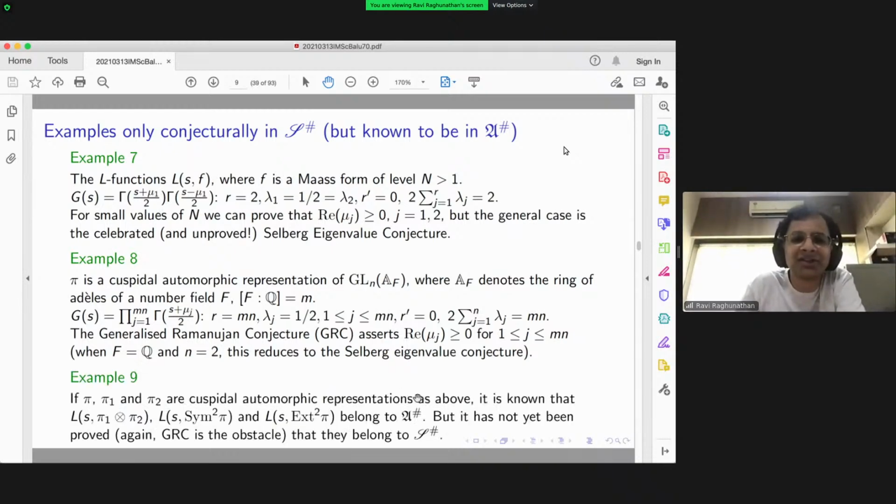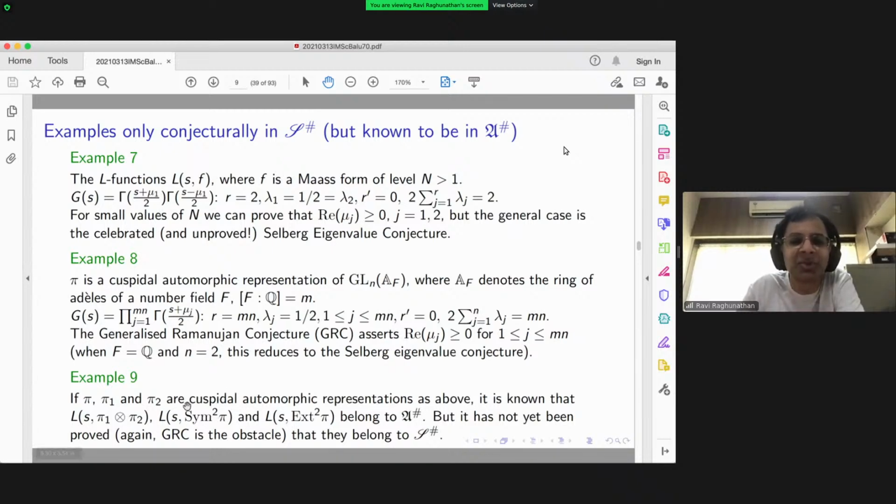There are other functions associated with these cuspidal automorphic representations. Twice the summation of the lambda j's in these cases will all be large integers, right? So if I have pi1 and pi2 as above, cuspidal automorphic representations on GL n1 and GL n2, then twice the summation of lambda j will be n1 times n2. So there are other objects.